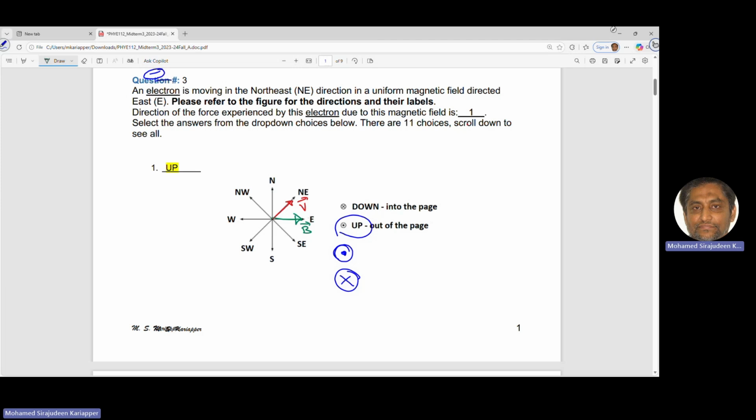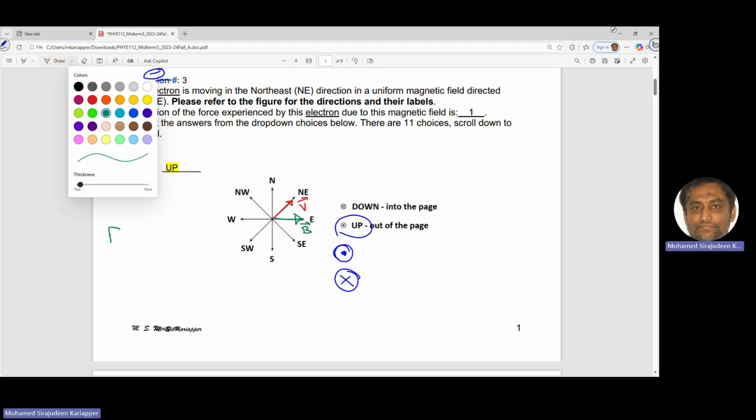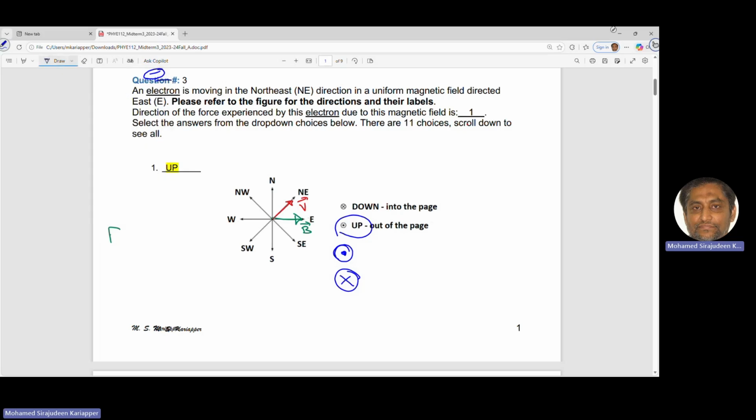So we know the direction of the velocity and we know the direction of the magnetic field. Question is, find the magnetic force on the charged particle. What is the equation? The magnetic force is given by this vector equation, which gives both direction as well as the magnitude.